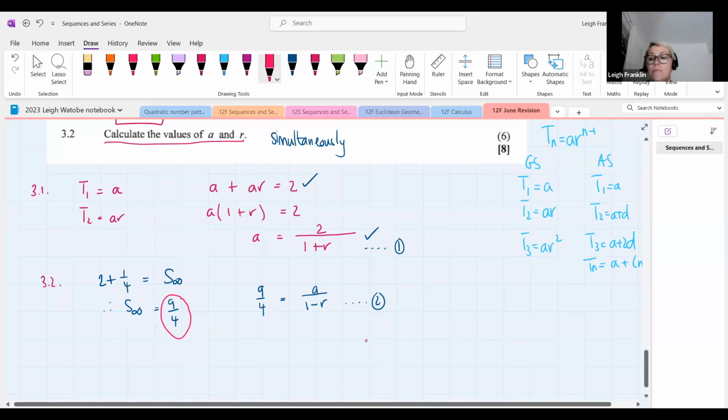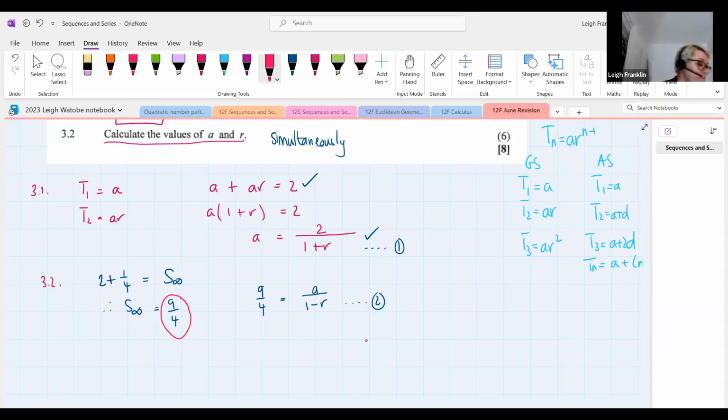Guys, anyone, are you fine? Are you ready? Only one of you said 9/4, so I suspect that was right. But all of you, are you still okay? Hillary says it's okay. Okay, perfect. If you don't understand where the 9/4 comes from, I'm more than happy to explain it again. If you do, then please go ahead and solve simultaneously for A and R.